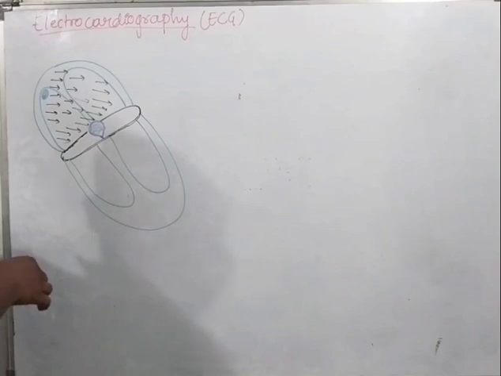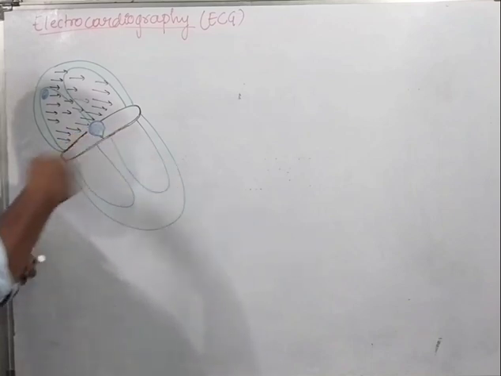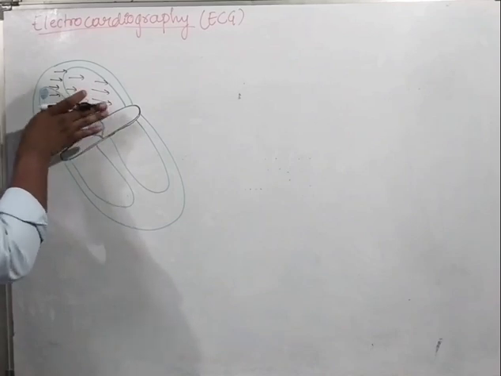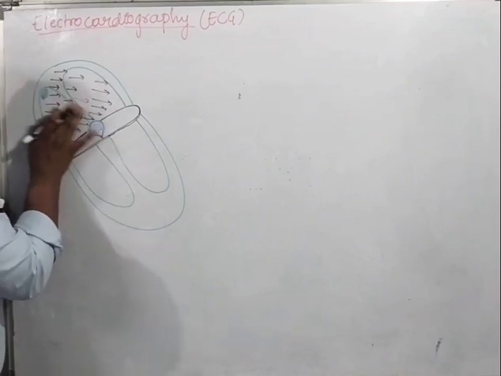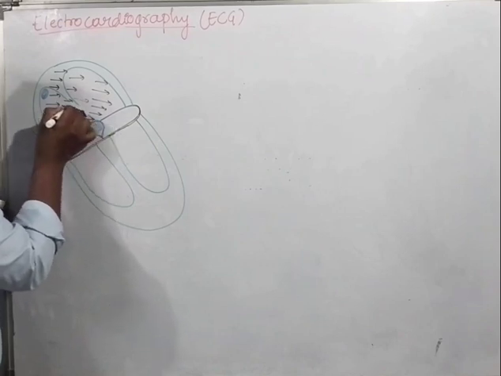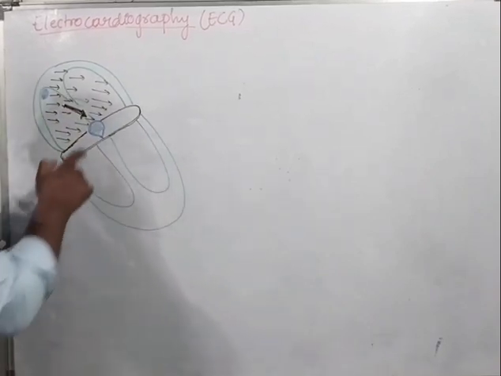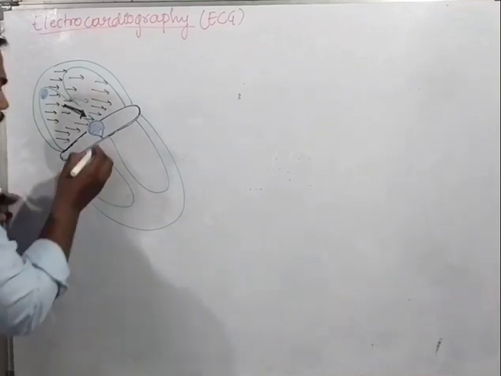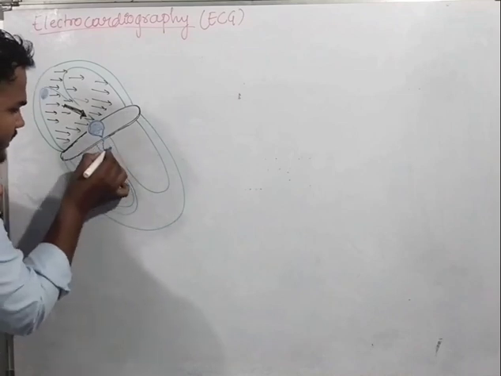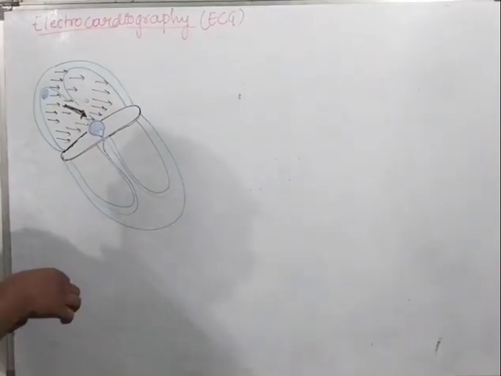Here all the vectors are going downward and leftward with moderate velocity, and the resultant of all these vectors is like this. It is the resultant of all these vectors. From the AV node there are two bundle branches. One is the right bundle branch and another is the left bundle branch. This is the right and left bundle branches.